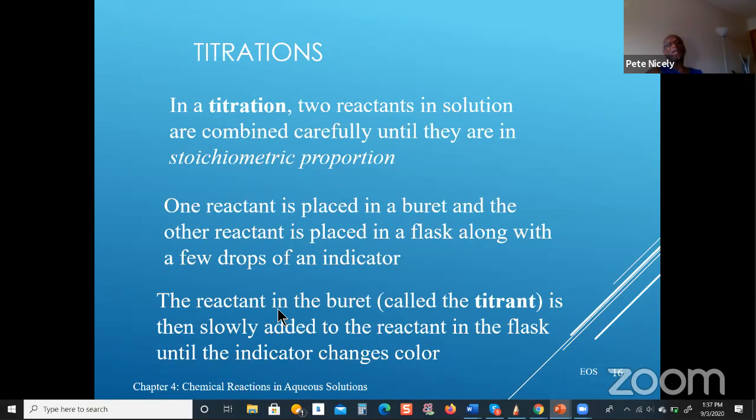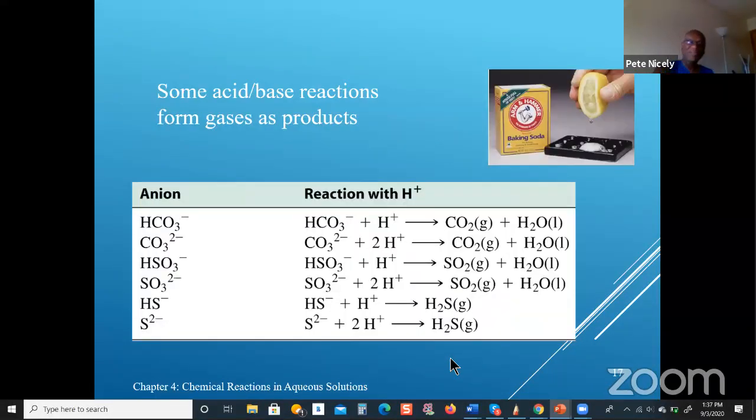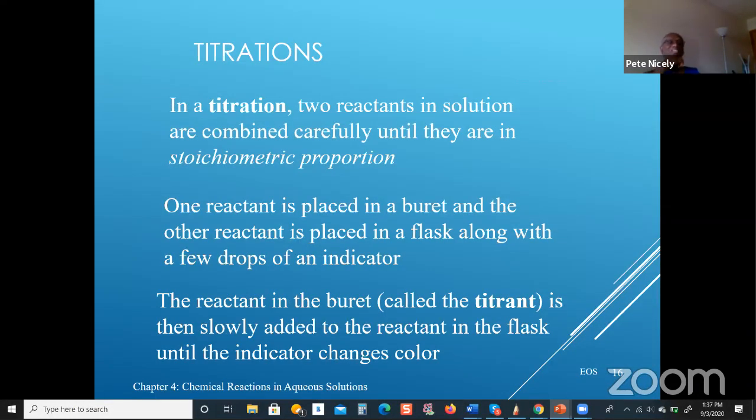So as stated here, the reactant in the burette, which is called the titrant, is then slowly added to the reactant in the flask until the indicator changes color. And that's basically where you stop adding. And then based on the volumes involved, you can do your calculations to determine the concentration of one reactant based on the concentration of the other.